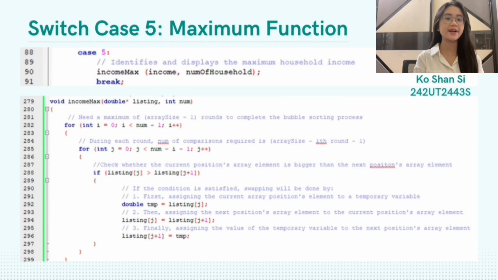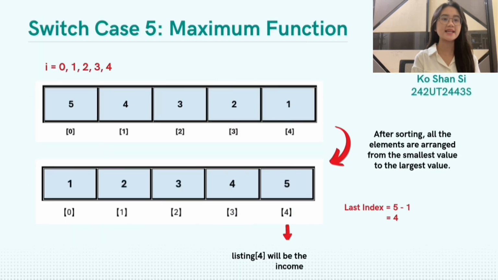We need to sort the array again in ascending order to get 1, 2, 3, 4, 5. In an array of size n, the last element is at index n-1. Since our array size is 5, the last index will be 5 minus 1, equal to 4. Therefore, the maximum income is the element at index 4, which holds the largest value in the array.